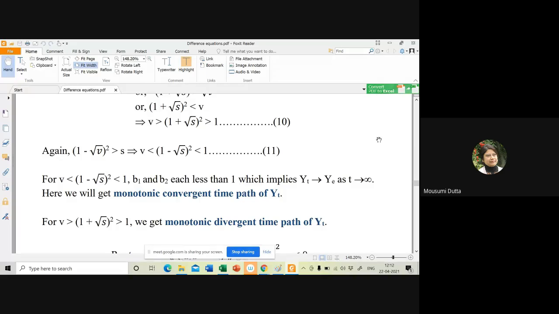Ma'am, so basically we are again considering two cases, where each of B1 and B2 is less than 1, and another in which each of B1 and B2 is greater than 1. Okay. In terms of the parameters of the model, that is MPS and V, we are presenting the situation. Actually, as we did in the last class, we have to go for graphical analysis. We have to identify the zone where you can have monotonic convergent, monotonic divergent, oscillatory damped, and oscillatory explosive kinds of time paths, in terms of the accelerator and the MPS in the Hicks framework.